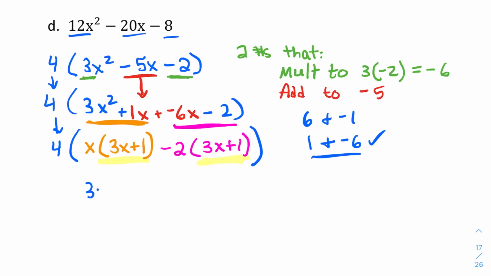So my final factored version is going to be 3x plus 1 times x minus 2 times my common factor of 4. Make sure you don't forget that.